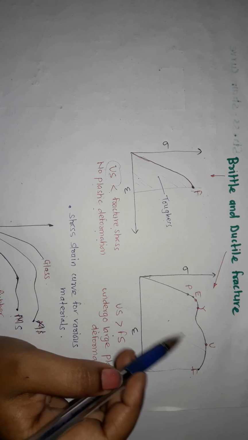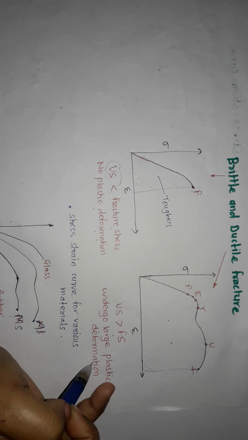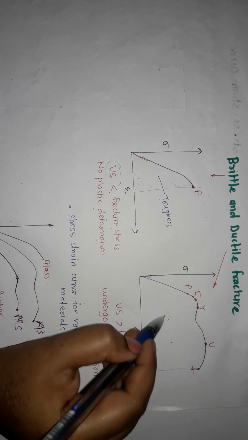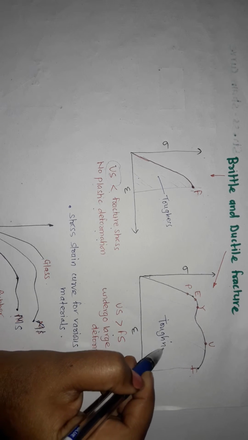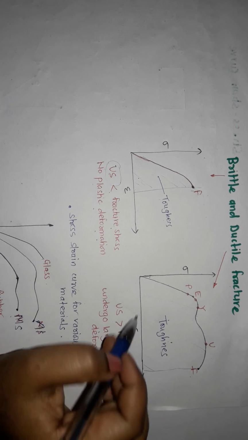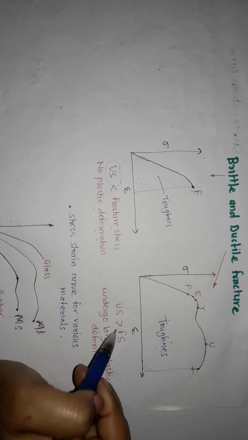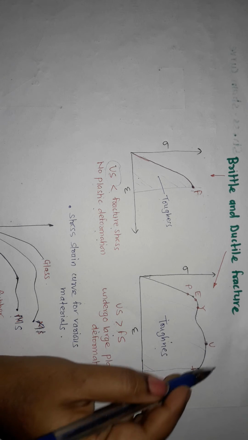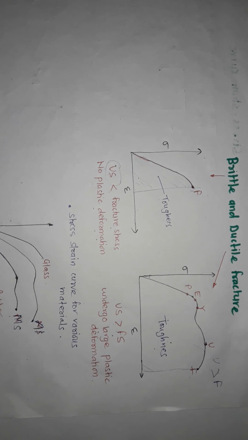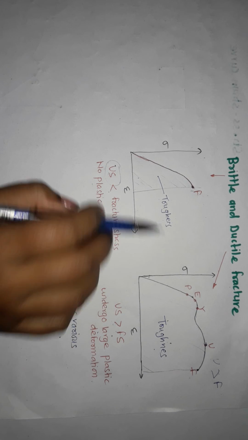Whereas in ductile material, large plastic deformation occurs. So they are called ductile materials. In this material, toughness is very high. Up to point F, the area under this stress strain curve is called toughness. Here the ultimate stress is greater than the fracture stress. That is called ductile material. So these are the two types of fracture observed in brittle and ductile materials.